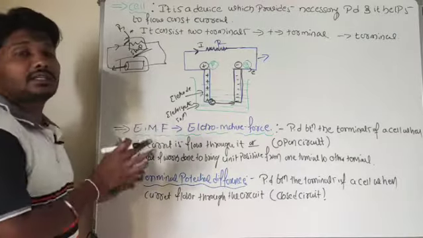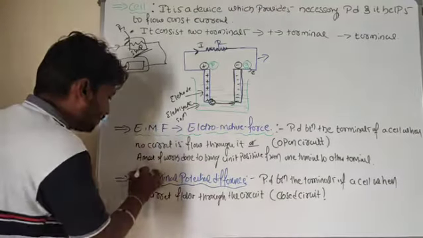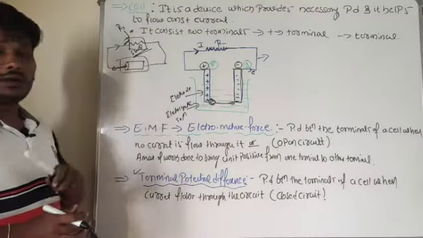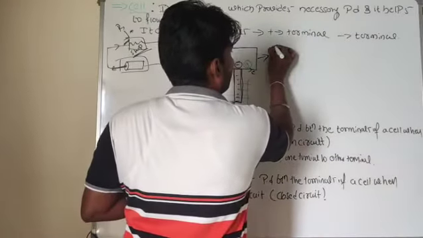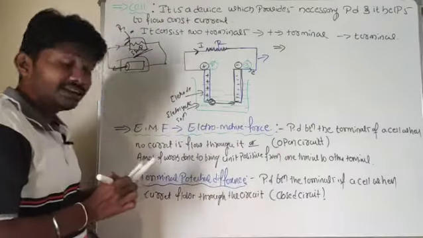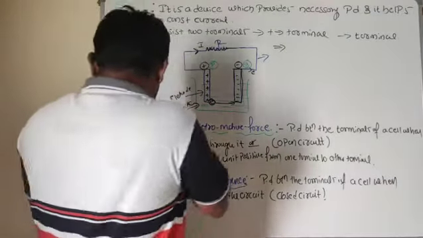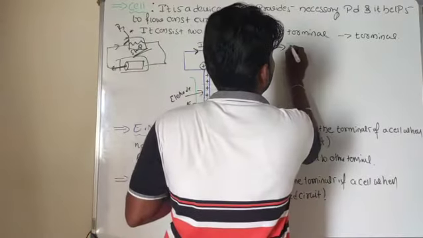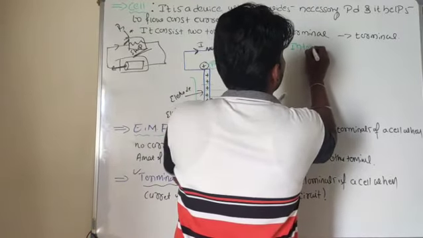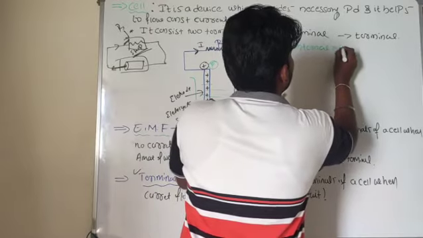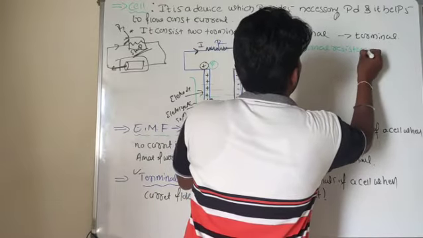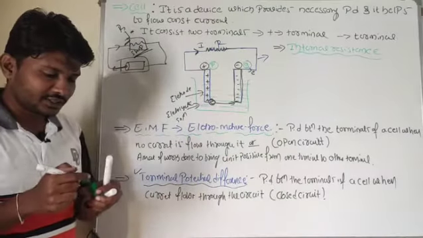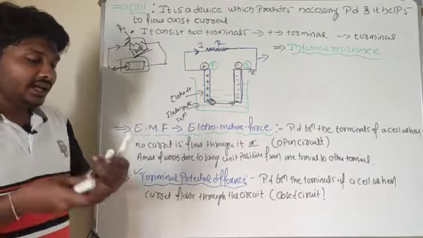So open circuit cell you can take it as EMF, whereas closed circuit cell you can take it as terminal potential difference. Now we are going to understand one more term here, that is internal resistance of a cell. So we heard the name resistance. What's that new term, internal resistance? That word refers, internal means inside here.